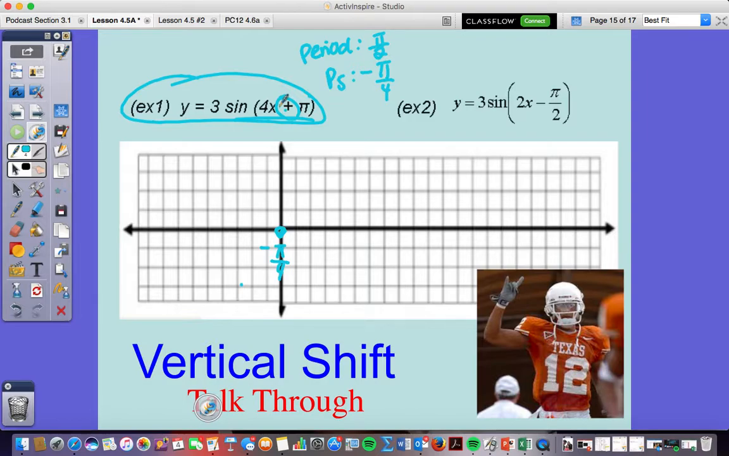Pi over 2. Nice. So I'm traveling from negative pi over 4 to the right how far? Pi over 2. Good, and so you might have to get a common denominator there. Cool. So you'll probably do negative pi over 4 plus pi over 2 to see where my ending point would be.